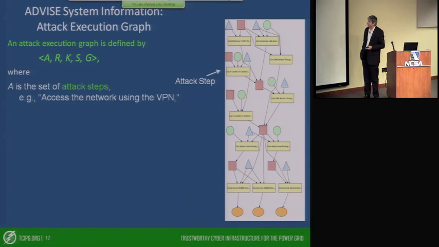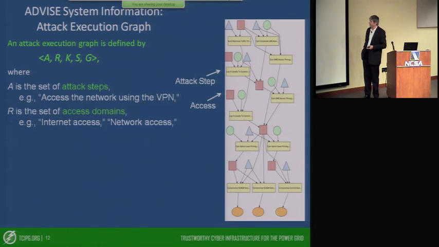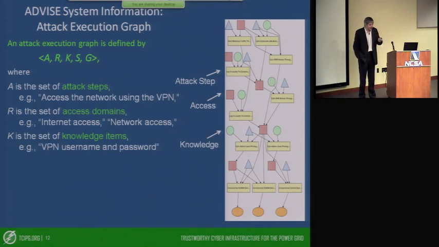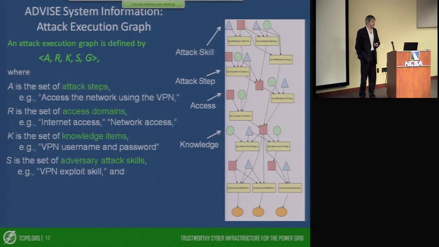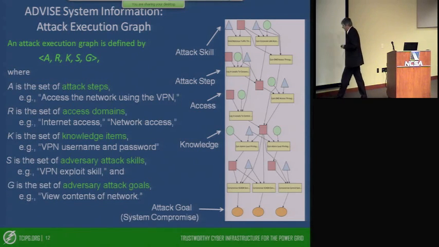Anyway, an attack execution graph is a 4-tuple: a set of attack steps, a set of access domains, or really a state variable that tells you the position of the adversary in the system, a set of knowledge items that tells you the knowledge that the attacker has, and a set of skills that an attacker has. In the way that we've developed this, the skills are a constant for an attacker, but the attacker's knowledge and access change over time as the attacker moves through the system. As an attack step is completed successfully, you update the state of the system. And then finally there are goals. Different attackers may place different importance on achieving different goals.